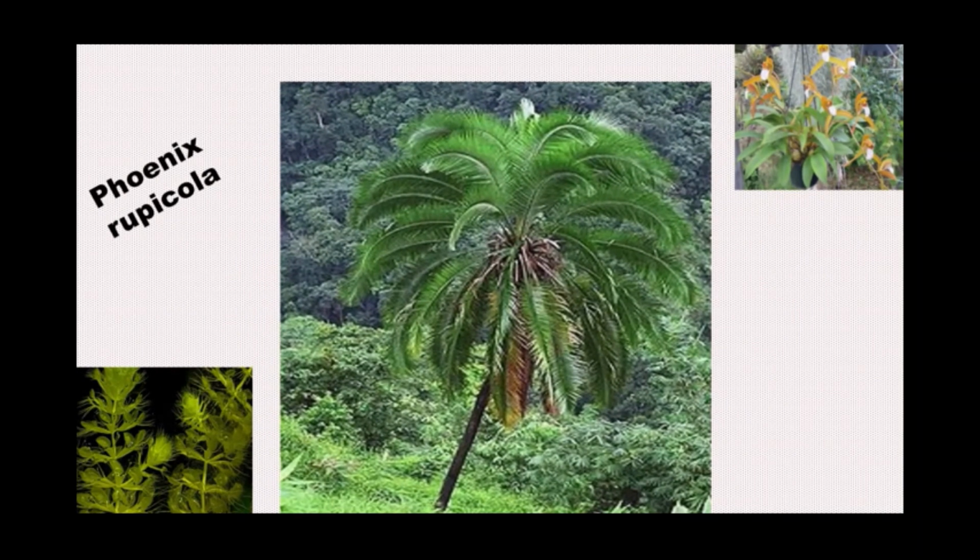Now this is another endemic and endangered plant species of India. It is called Phoenix rupicola. Now it is a palm which grows in the forests of India and Bhutan, about 300 to 1,200 meters high in hilly areas. It is threatened by habitat loss in its native range.